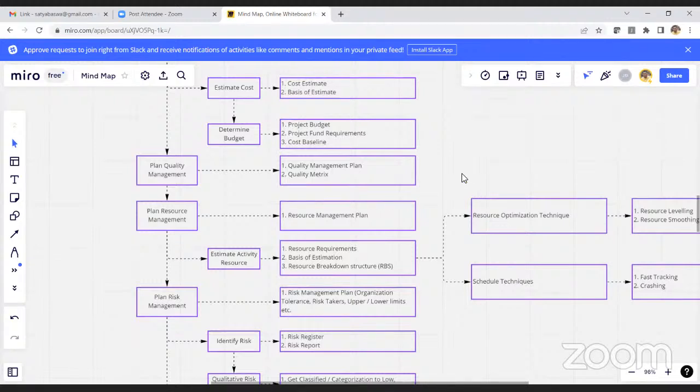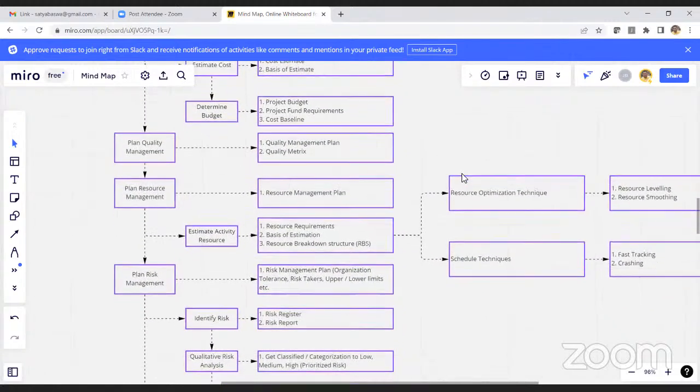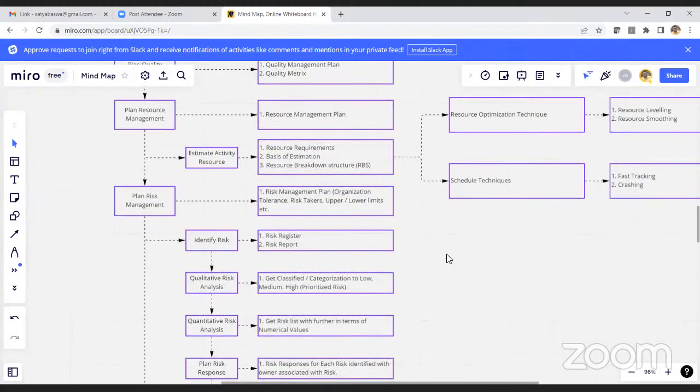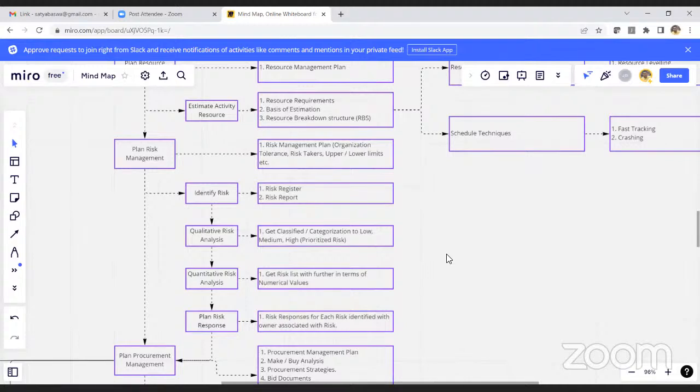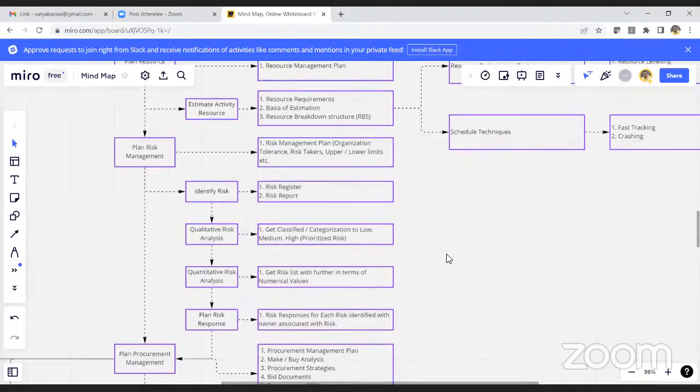We have plan risk management. In it, we will identify risks, qualitative risk analysis, quantitative risk analysis, and plan risk responses.